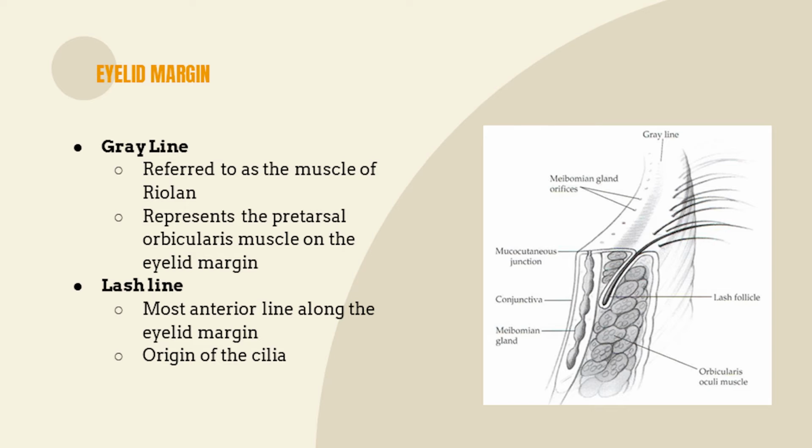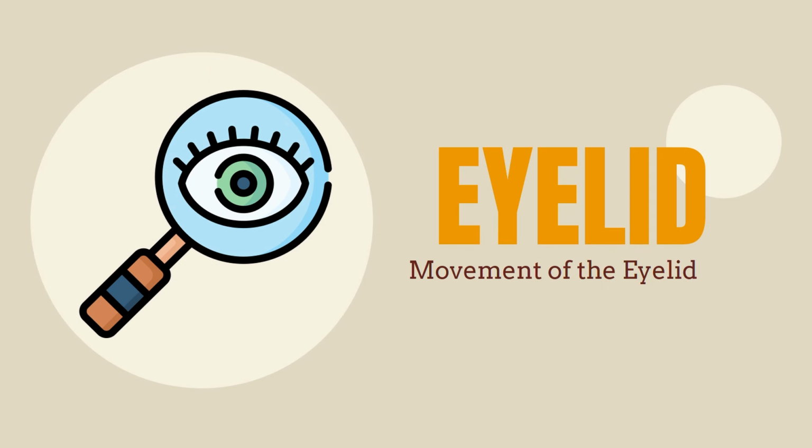Next, we have your gray line. Your gray line here is referred to as the muscle of Riolan. So your gray line, it represents the pretarsal orbicularis muscle on the eyelid margin. And lastly, we have your lash line. So your lash line is the origin of the cilia and is the most anterior line along the eyelid margin. And now, let's discuss the movement of the eyelid.